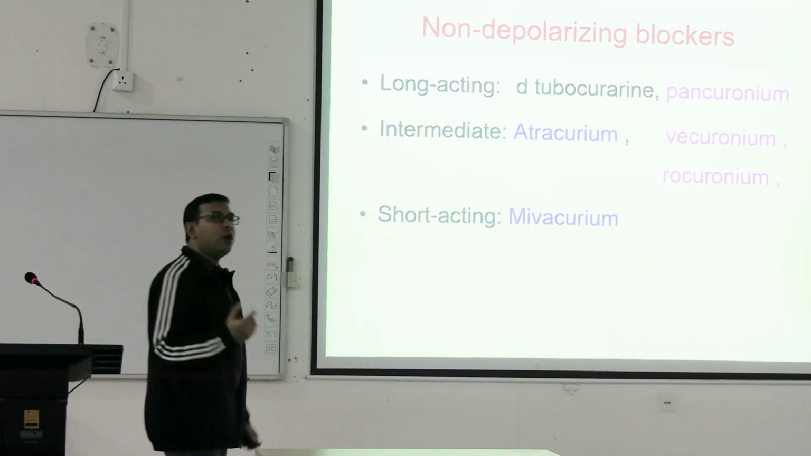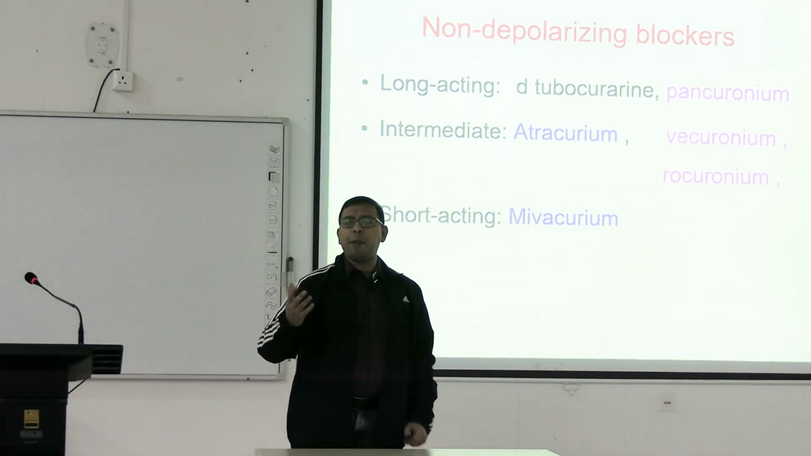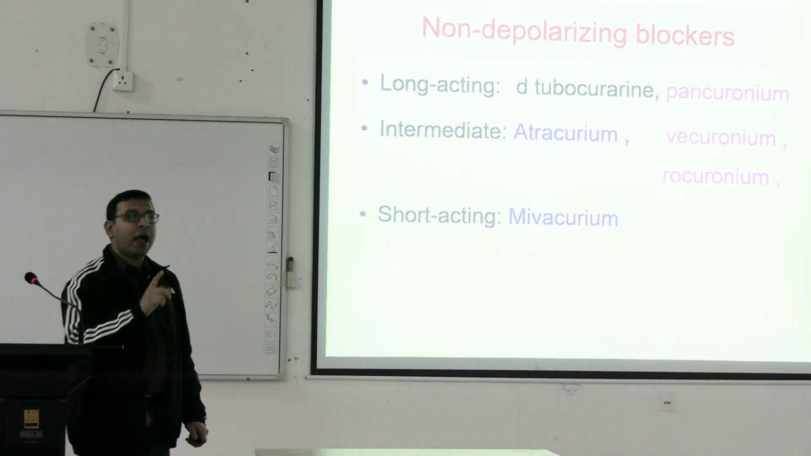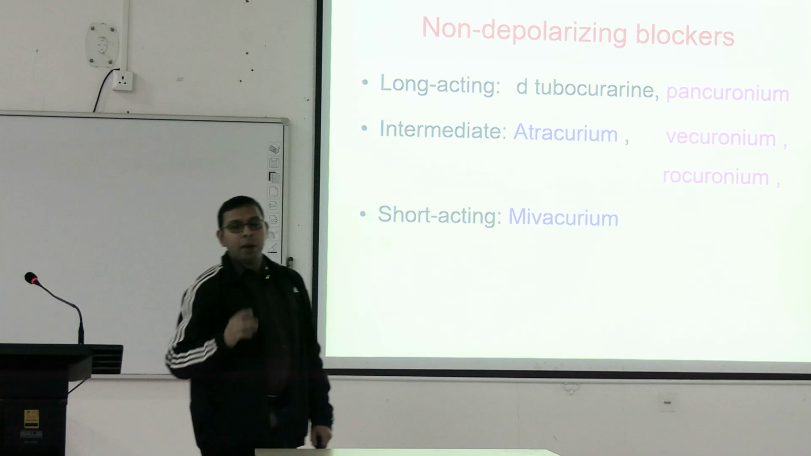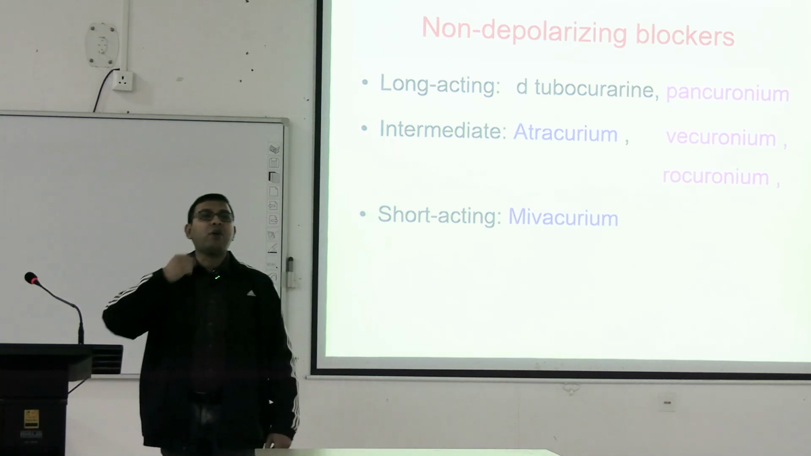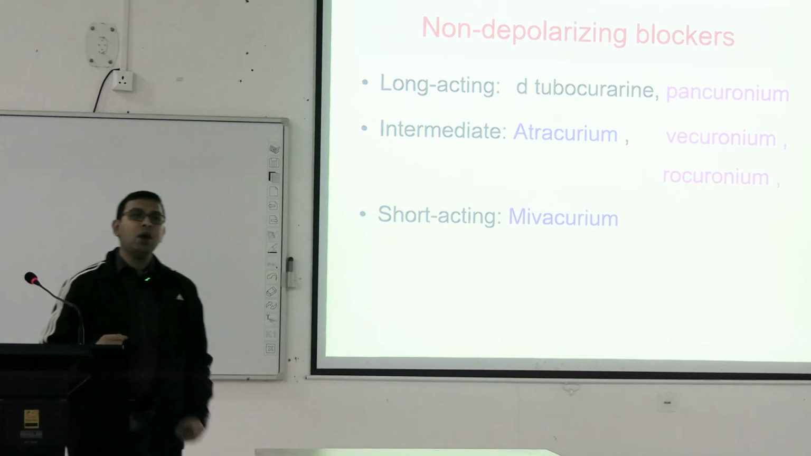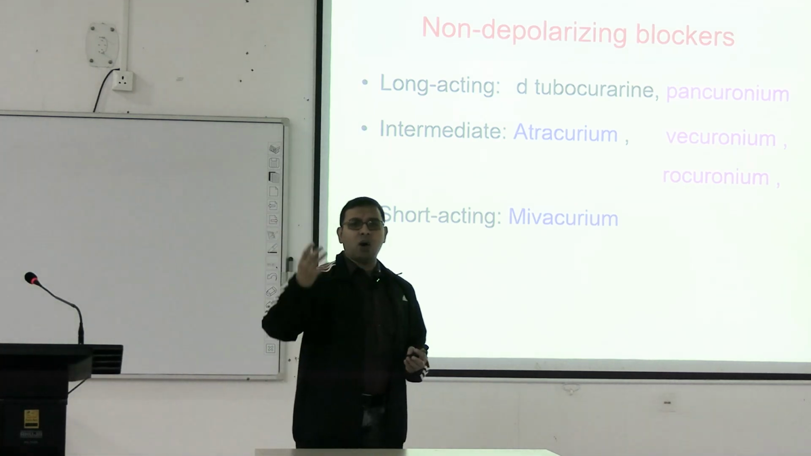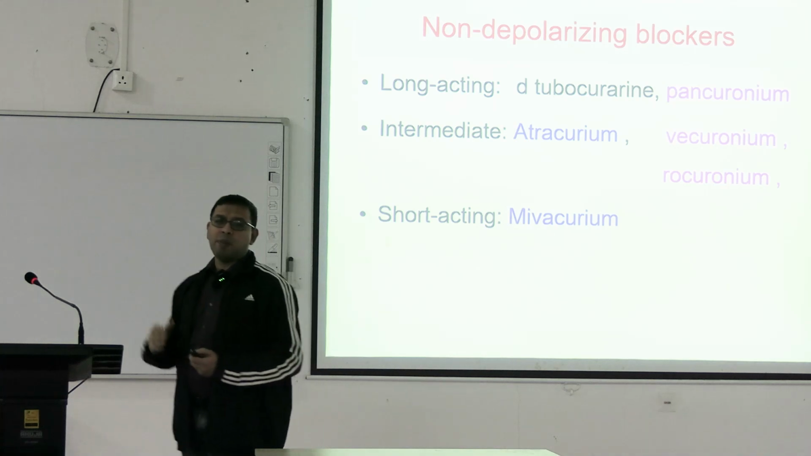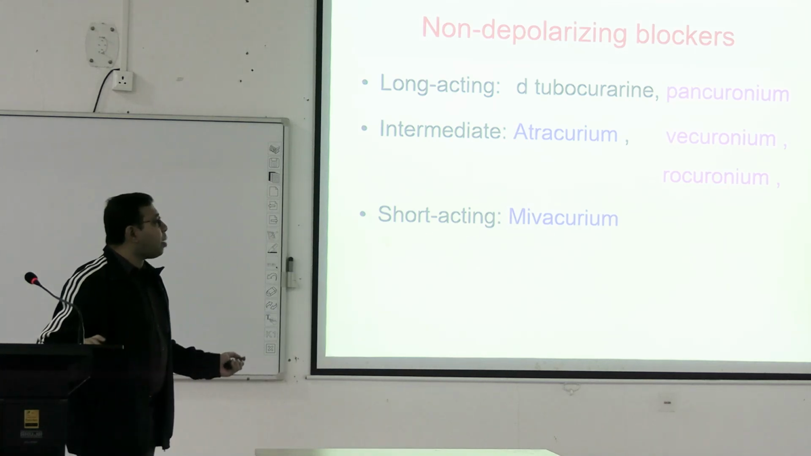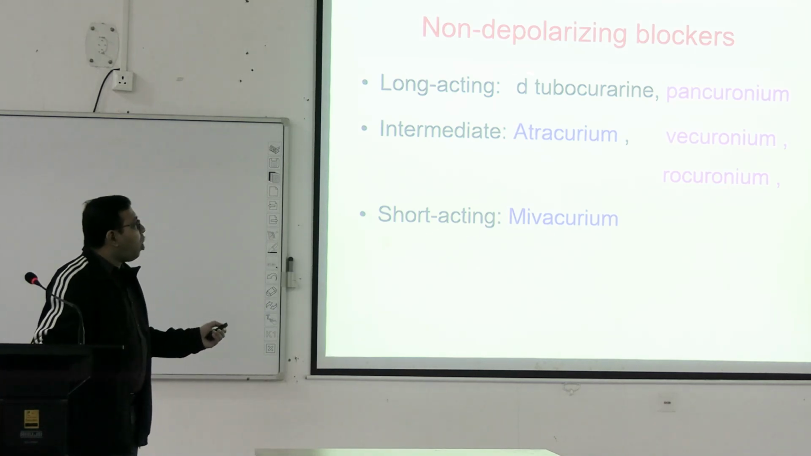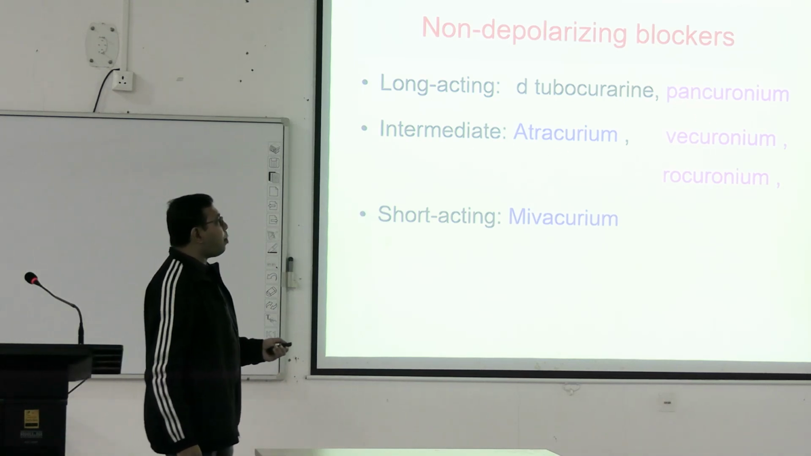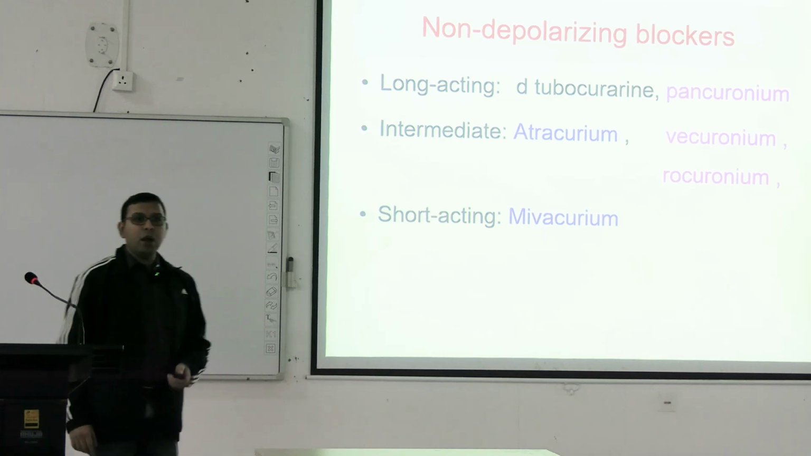If you are doing some neurosurgery, approximately 6 or 8 hours of muscle relaxation is needed. For this, a long-acting muscle relaxant is required. But when you are just doing endotracheal intubation or laryngoscopy, we need a quick-onset muscle relaxant whose actions will pass very soon. So there we need a short-acting one. That's why long-acting are d-tubocurarine, pancuronium; intermediate-acting are atracurium, vecuronium, rocuronium; and short-acting is mivacurium.